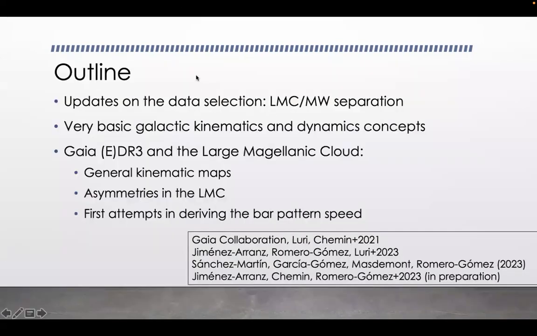Okay, so this is slide number 10. I put the outline of the talk. We will focus on the Gaia capabilities to do dynamics in the LMC. The first thing that we need to do is to be able to separate which stars belong to the LMC and which stars belong to the Milky Way disk and halo. We need to separate these stars properly. We do not want contamination of Milky Way stars in the LMC because it will bias the kinematics.